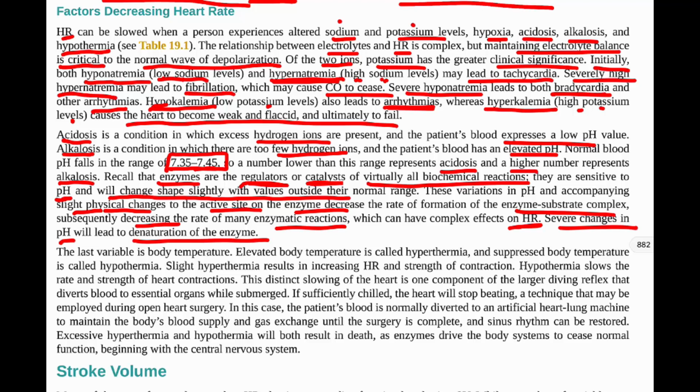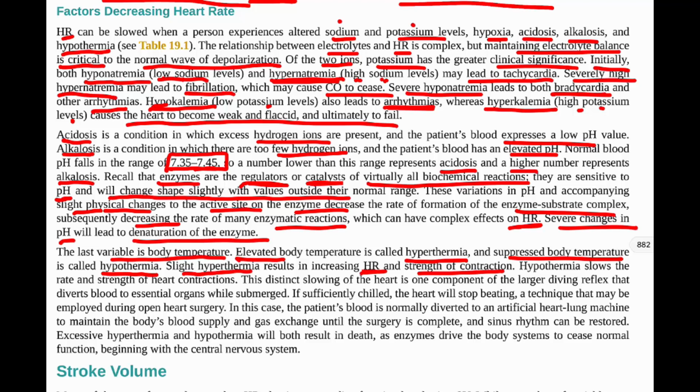So our last variable is temperature, body temperature. Elevated body temperature is called hyperthermia, and suppressed body temperature is called hypothermia. A slight hyperthermia results in an increase in heart rate and strength of contraction, because if we're hot, we are going to be pumping blood to try to get it to our extremities to cool it down. We're trying to push the blood out to all of our capillaries that are close to the surface of the skin to release that heat into the exterior.